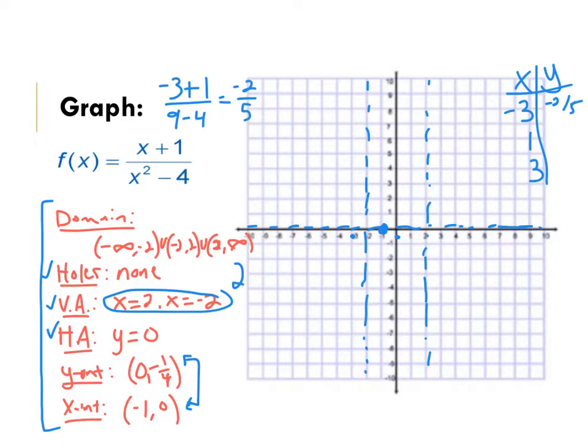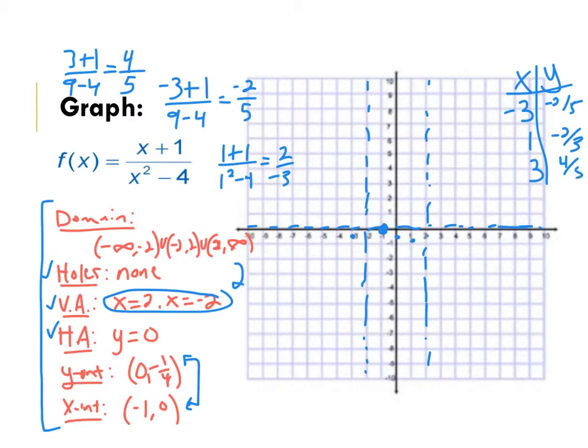The next point, if I sub in 1 for this function, I get 1 plus 1 over 1 squared minus 4. This gives me 2 over -3. So if I sub in 1, I get -2/3. So try to roughly plot this point somewhere down here. And if I sub in 3 for my function, I get 3 plus 1 all over 3 squared, which is 9 minus 4. In this case, I get 4 over 5, positive value. So if I sub in 3, I get 4/5.